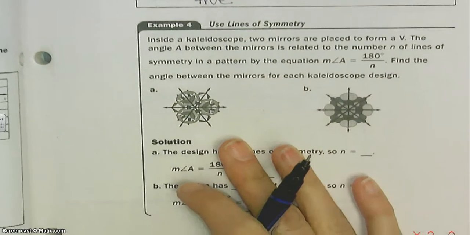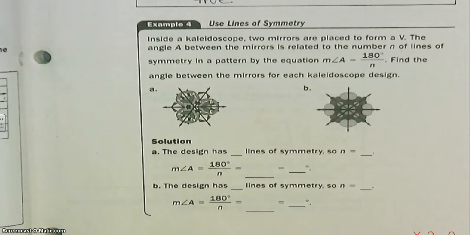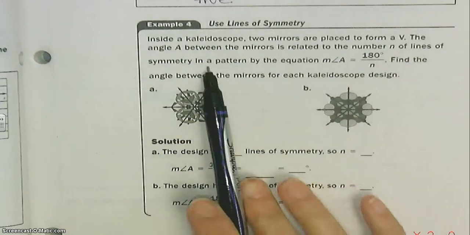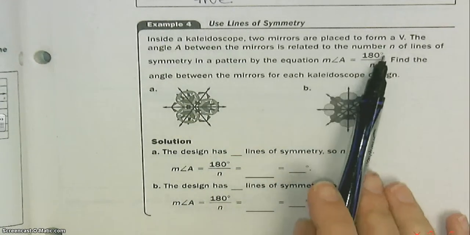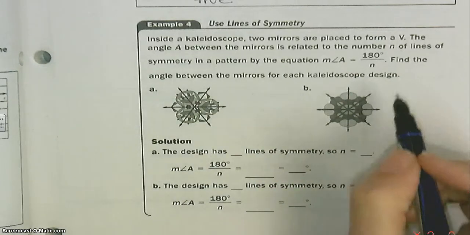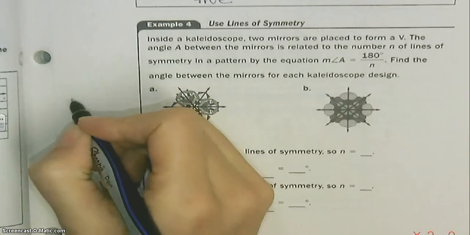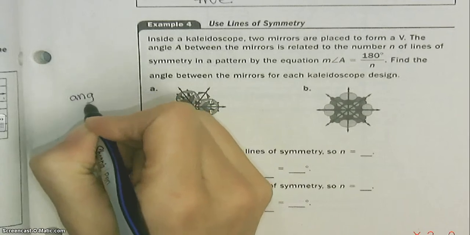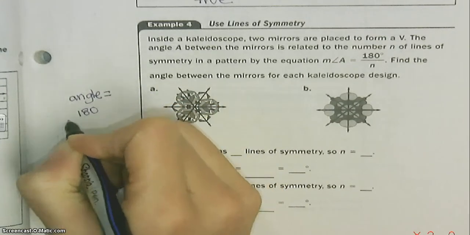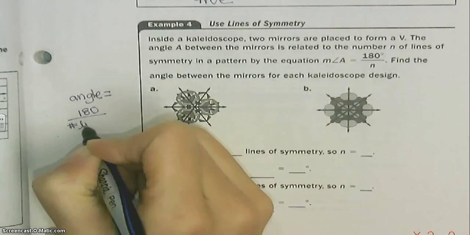Last example. Using a kaleidoscope, 2 mirrors are placed to form a V. The angle between the mirrors is related to the number n of lines of symmetry in the pattern by the equation: the angle is equal to 180 over n. Find the angle between the mirrors. Okay, so what this whole thing is saying is that to find the angle, you take 180 and you divide by the number of lines.